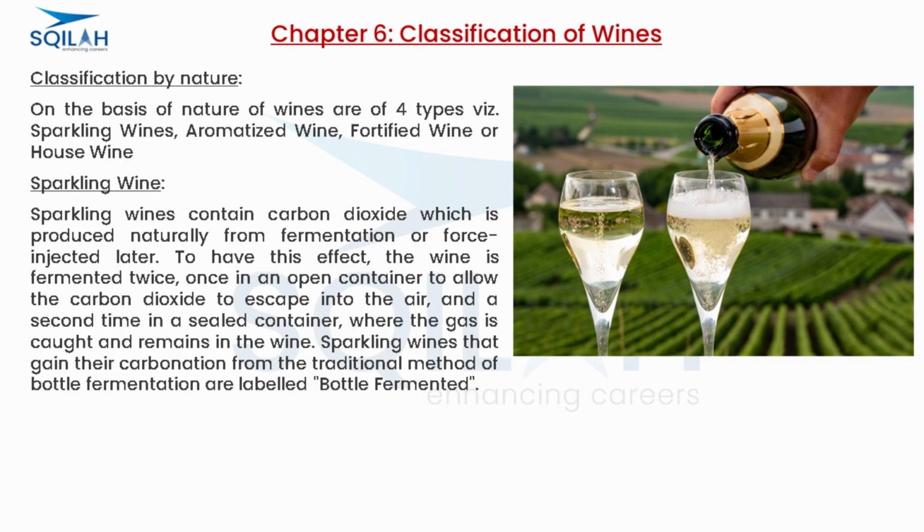Classification by nature. On the basis of nature, wines are of four types, viz. sparkling wines, aromatized wine, fortified wine or house wine. Sparkling wine. Sparkling wines contain carbon dioxide which is produced naturally from fermentation or force-injected later. To have this effect, the wine is fermented twice, once in an open container to allow the carbon dioxide to escape into the air, and a second time in a sealed container, where the gas is caught and remains in the wine. Sparkling wines that gain their carbonation from the traditional method of bottle fermentation are labeled bottle fermented.